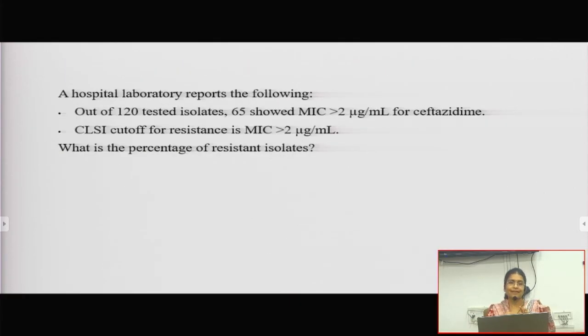This is another example putting the same thing. Here we have a hospital lab report in which out of 120 tested isolates, 65 showed MIC greater than 2 microgram per ml for a particular antibiotic. The CLSI cutoff is also given: MIC greater than 2 microgram per liter is the cutoff. What is the percentage of resistant isolates?